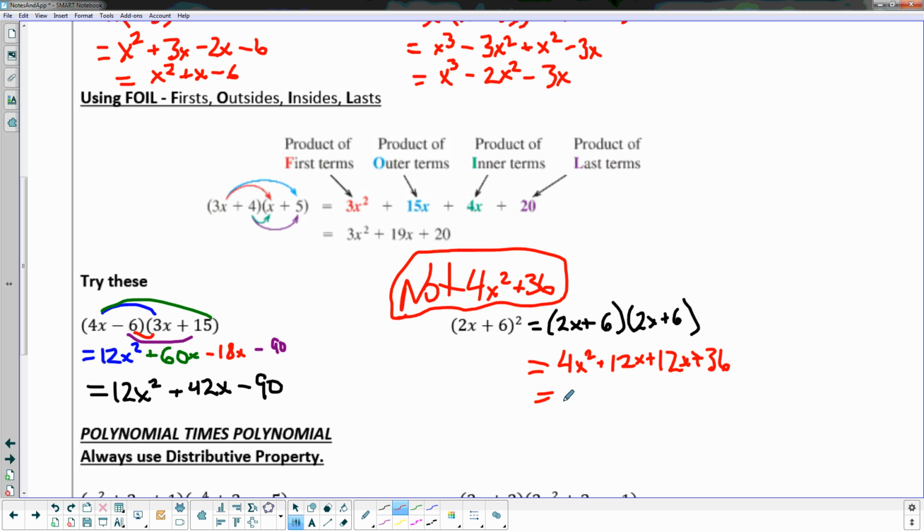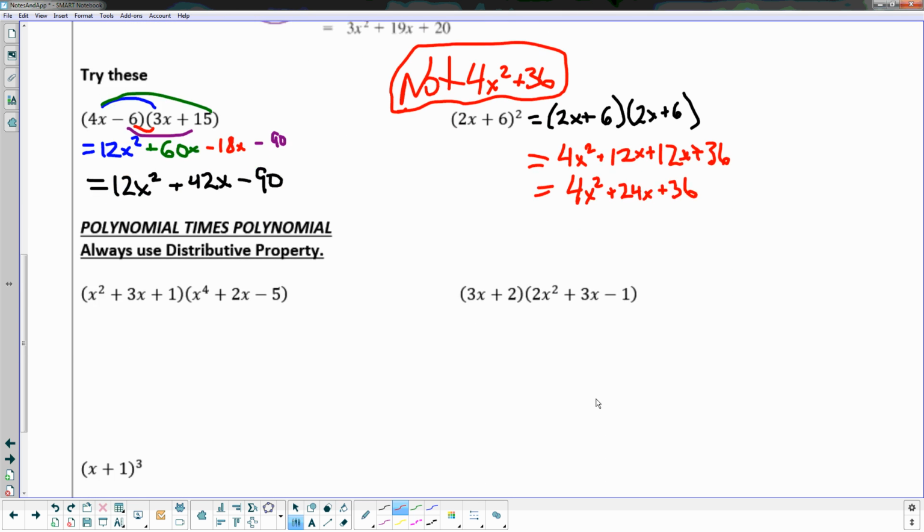So when I combine my like terms, I get 4x squared plus 24x plus 36. So people will answer as 4x squared plus 36 because they square this and then they square this and think that that's their answer, but it is not. Don't fall into that trap. This is the actual answer, and there's a huge difference between those two.